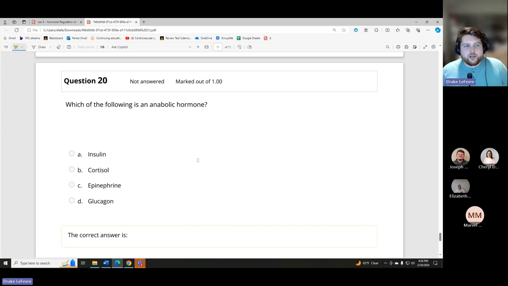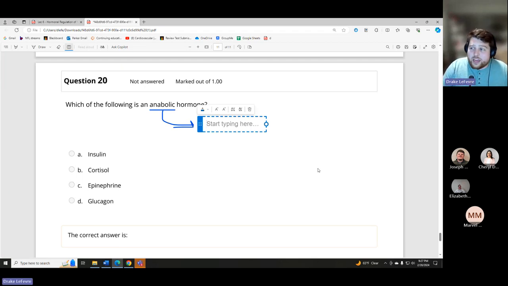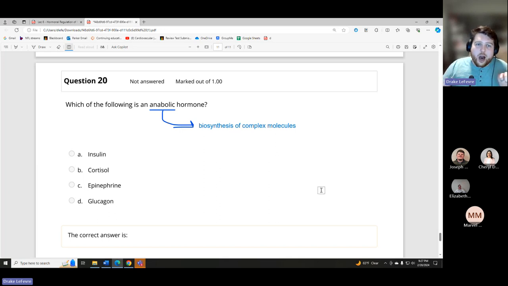Last question. Which of the following is an anabolic hormone? It's either cortisol or epinephrine, but I'm going to go with cortisol because it's a steroid. This is a really good thing. A lot of times we hear the word anabolic, we think steroids, right? What anabolic actually means, specifically in biochemistry, is the biosynthesis of complex molecules. That's why anabolic steroids cause the building and creation of complex molecules in the muscles to make them grow. So that's what they're actually doing.